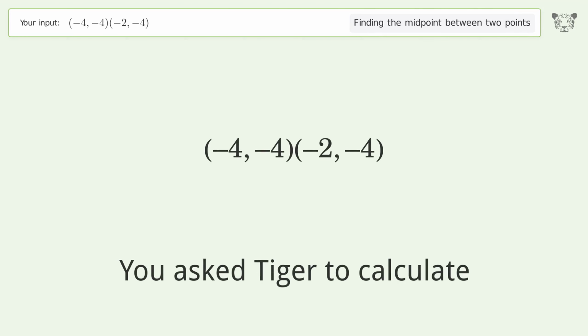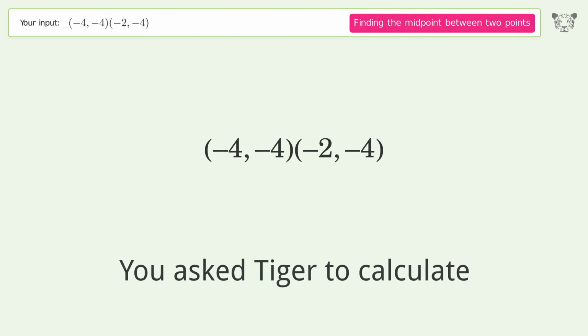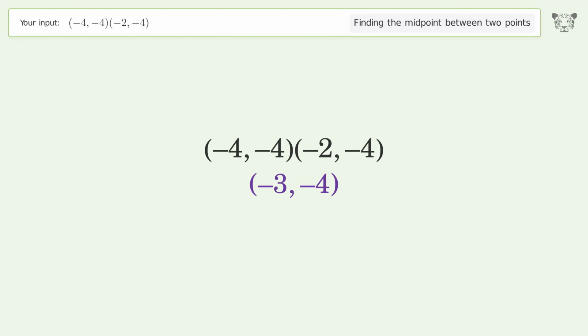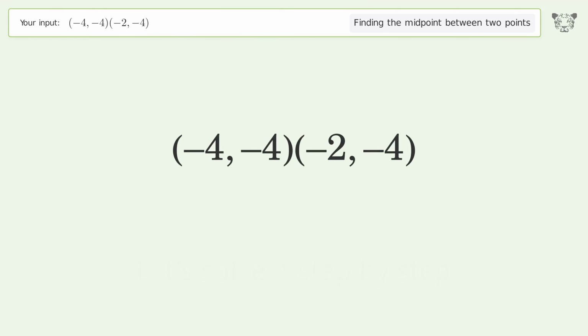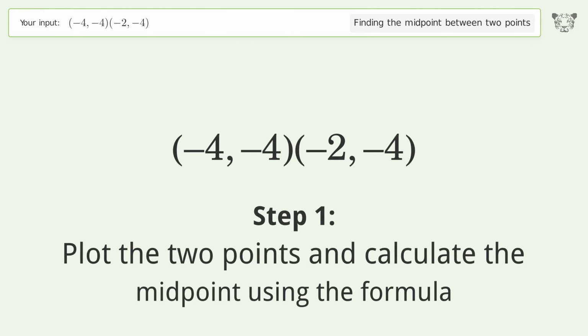You ask Tiger to calculate. This deals with finding the midpoint between 2 points. The midpoint between the 2 points is -3, -4. Let's solve it step by step. Plot the 2 points and calculate the midpoint using the formula.